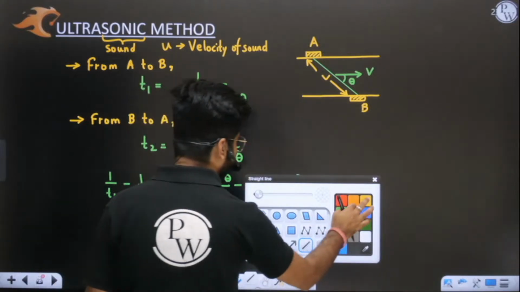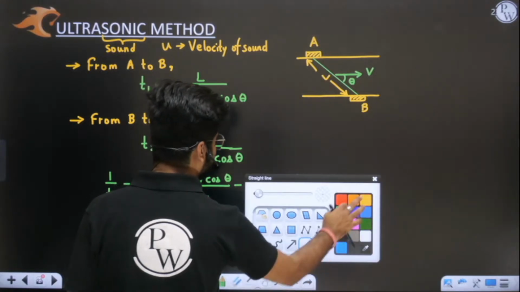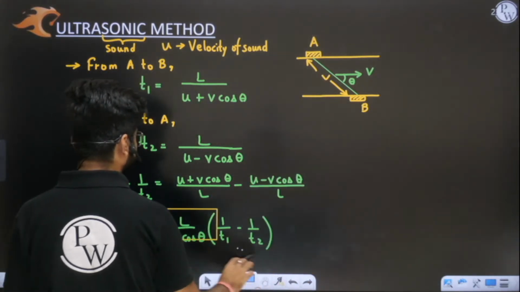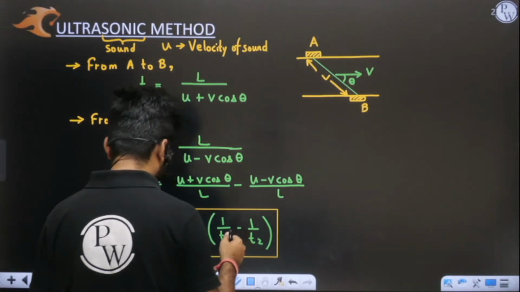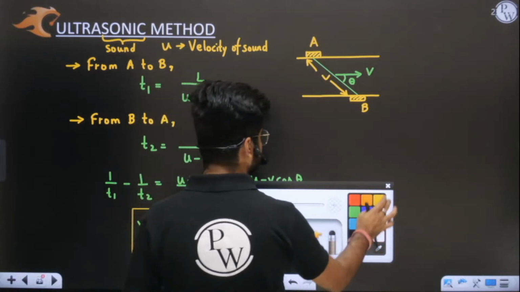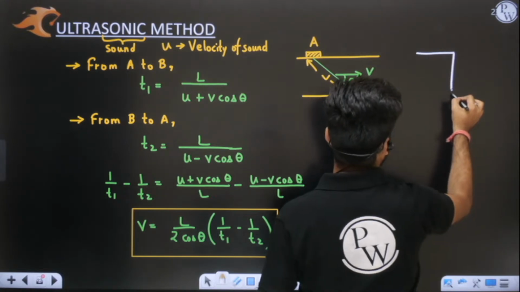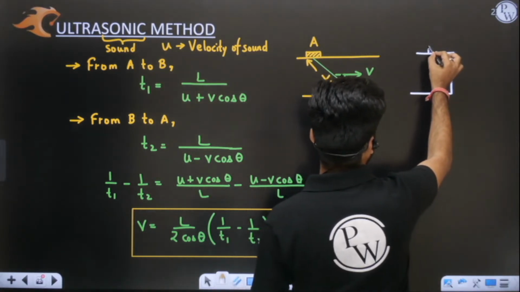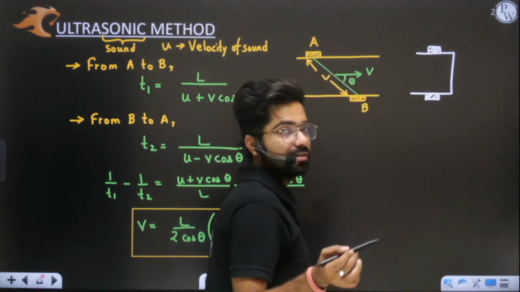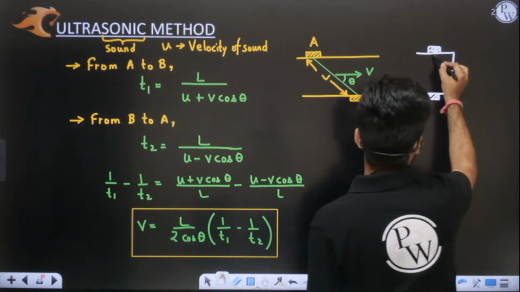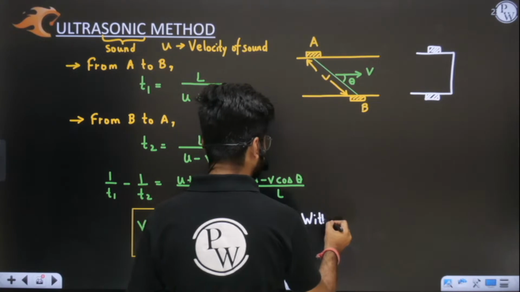Now with the help of this formula, you will find the average velocity. This is not the average velocity; it is the velocity at a particular depth. Let us say this is a river section. We have installed the transmitter and receiver at a certain depth, so this velocity will be measured at a certain depth.